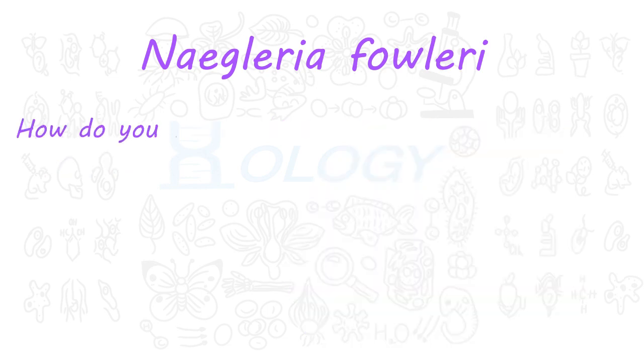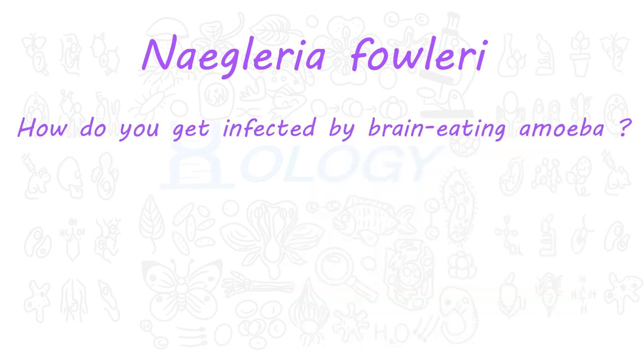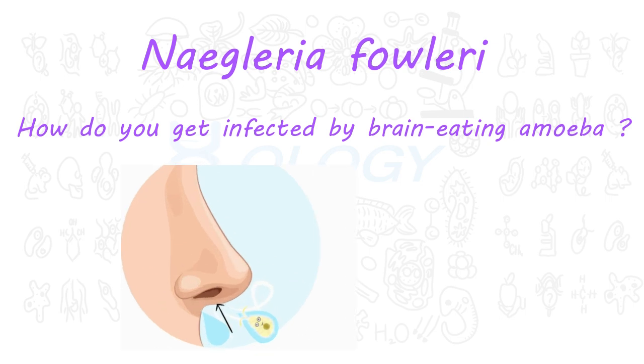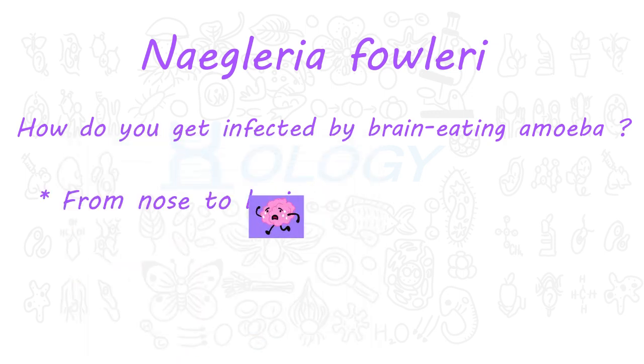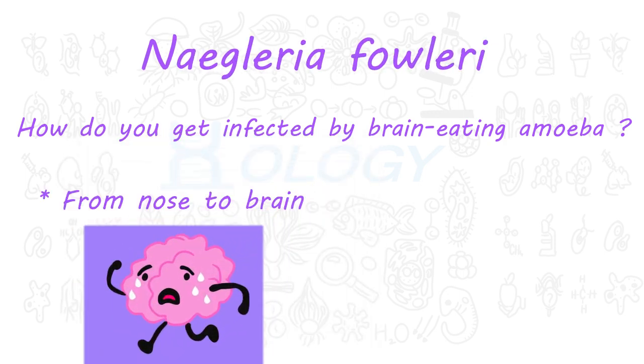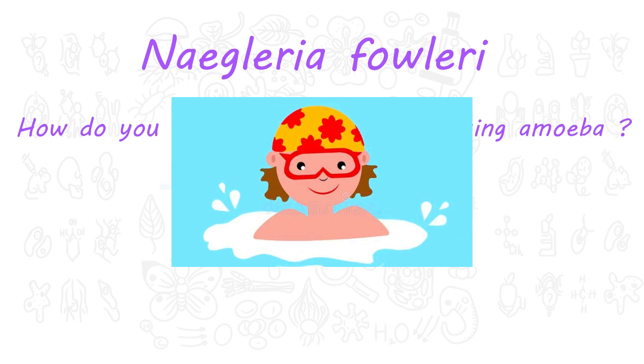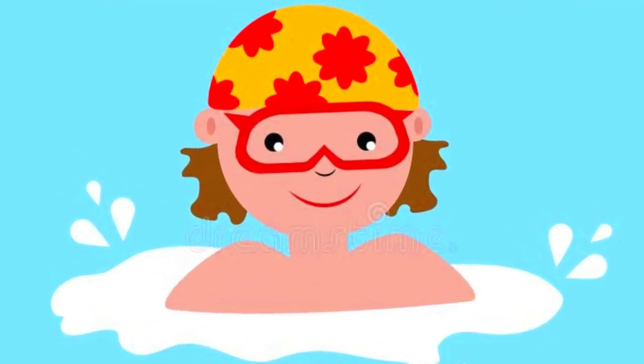How do you get infected by brain-eating amoeba? The most common way of being infected by this type of amoeba happens when infected water goes into your nose. From there, the amoeba goes to your brain. This usually happens when you're swimming, diving or doing something like water skiing in infected water.